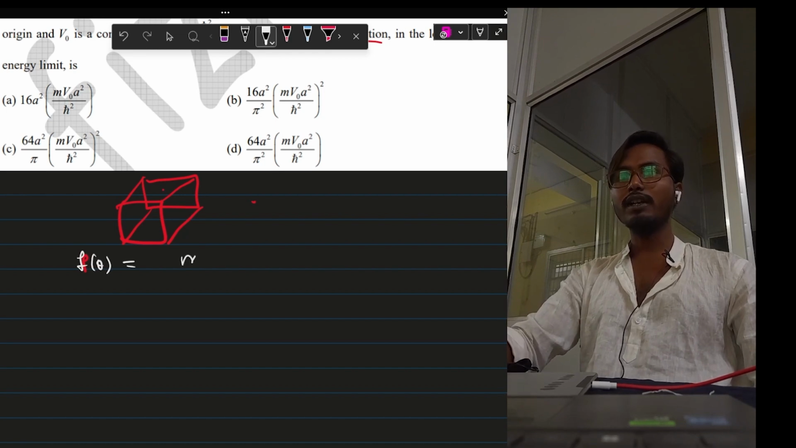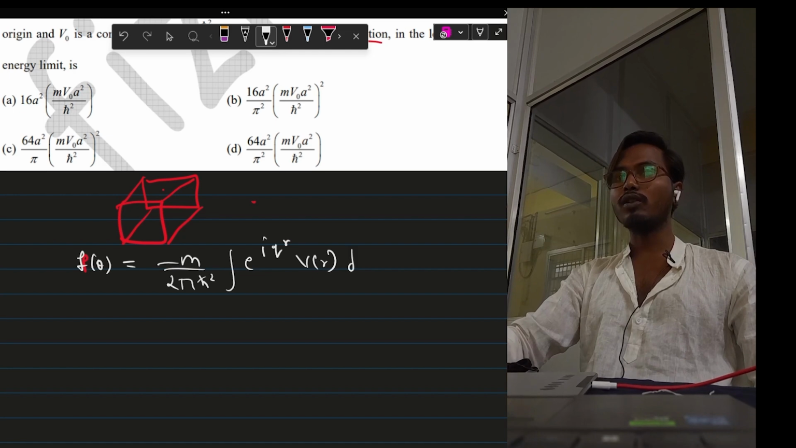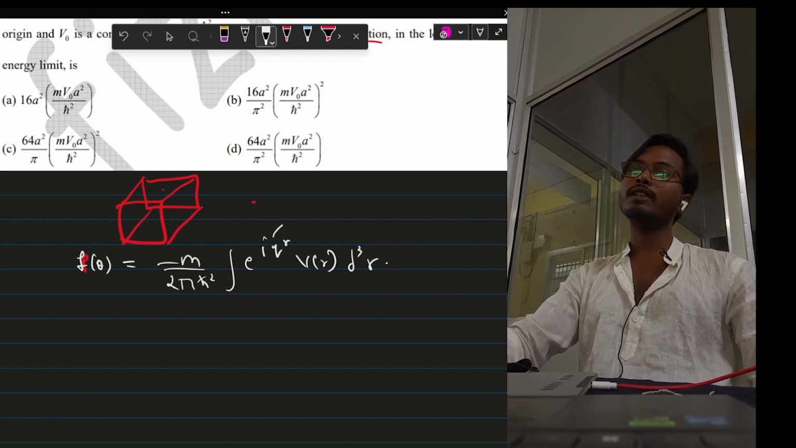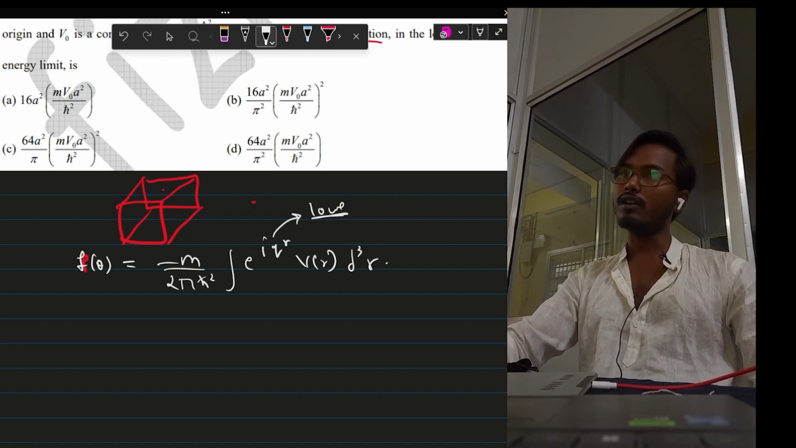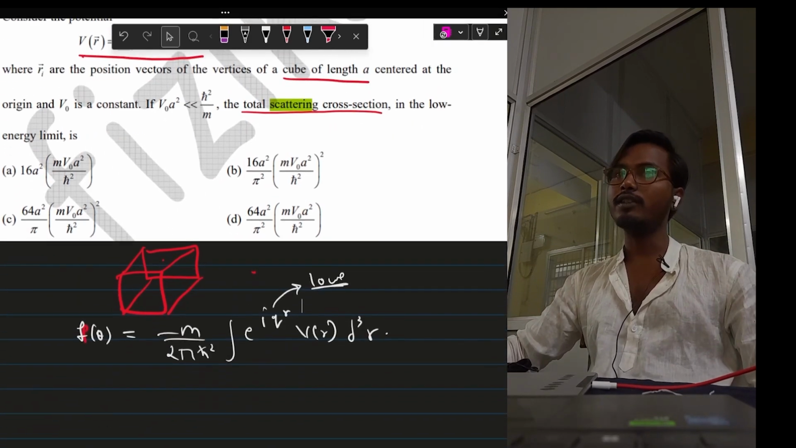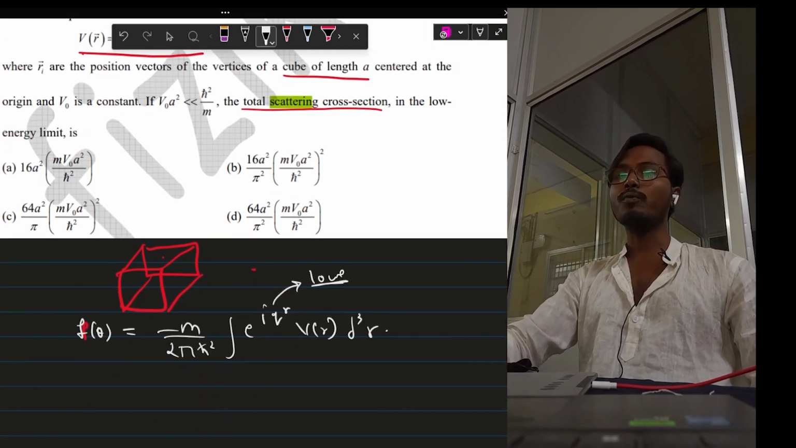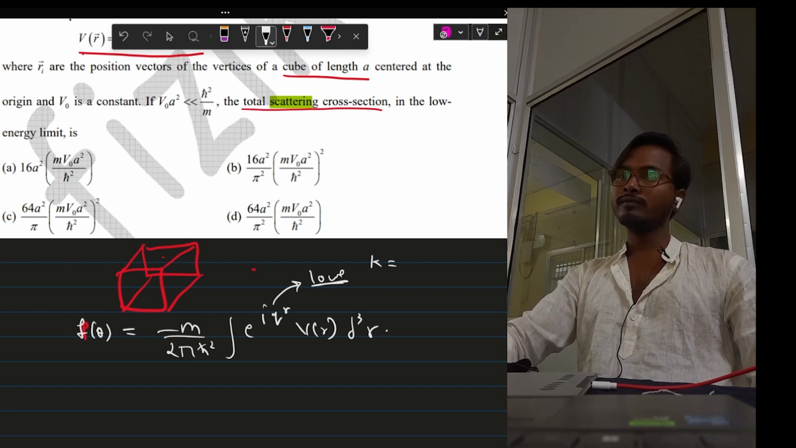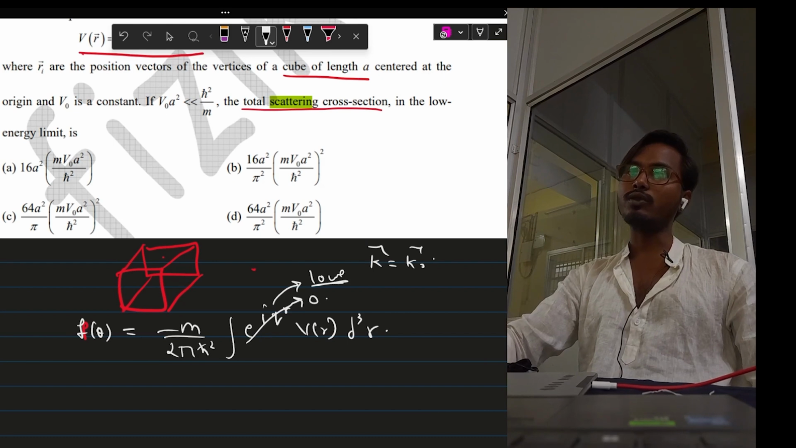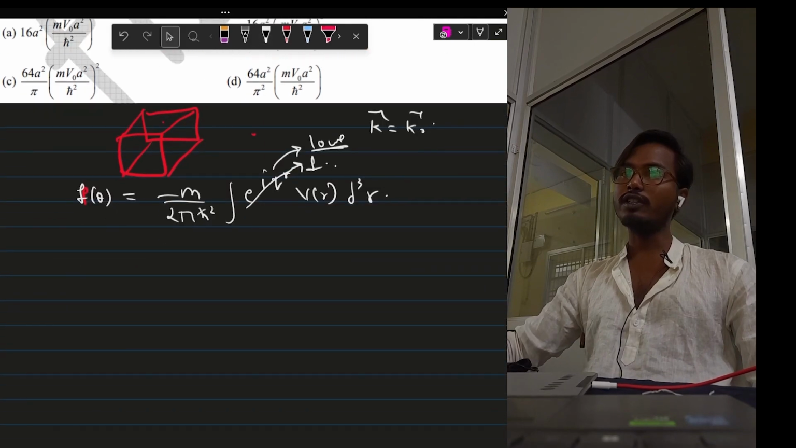What is the relation here? It is m divided by 2 pi h cut square, minus, integral of e to the power q r times V of r, summed over all space. This is r. Okay, so here we are talking about low energy scattering. There is no mention of wave vector or momentum transfer, so we will take the value of q to be 0, which implies that this exponential term will be 1. So we are only interested in this in this problem.